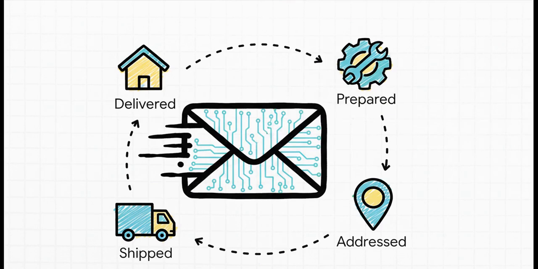Okay, the best way to wrap your head around the OSI model is to think of it like a super efficient global digital postal service. Every little piece of data, whether it's an email, a text, or even a single pixel from a photo, is treated like a package. It has to be prepared, addressed, shipped, and then delivered. And this model, it's the universal guidebook that every single device on the planet follows to get the job done.